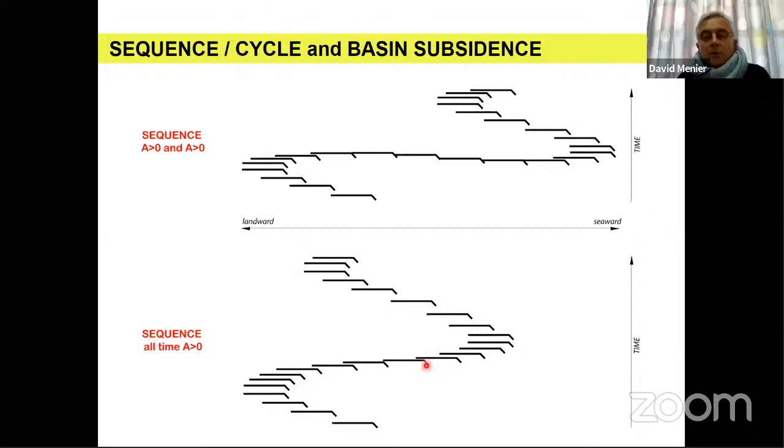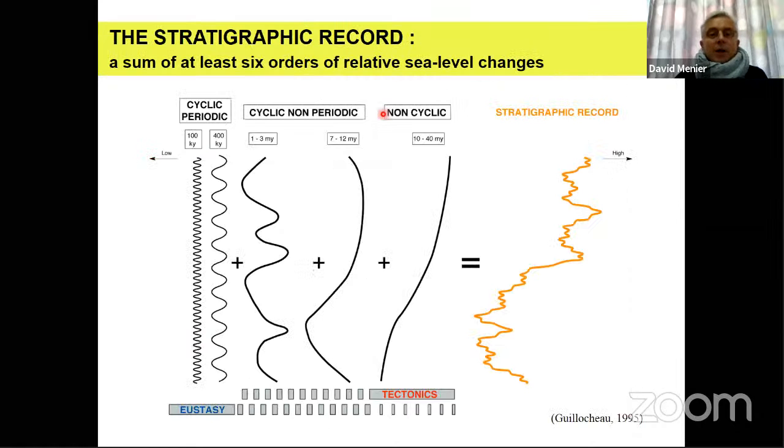But anyway, with the type of information that you get from the seismic, you can reconstruct the sea level curve, and it's related to the basin subsidence, related to the tectonics. That means that when you are looking at the stratigraphic records, we are talking about eustasy with different cycles plus tectonics. You can have different types of curves, but you combine both of them.